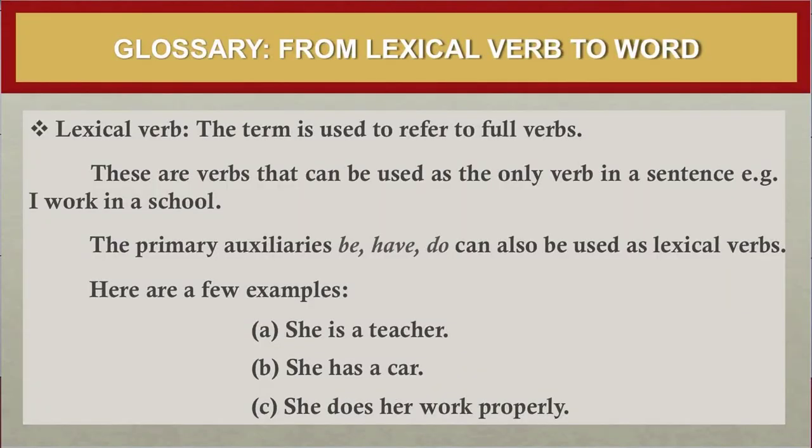Glossary from lexical verb to word. Lexical verb: the term is used to refer to full verbs. These are verbs that can be used as the only verb in a sentence. For example, I work in a school. The primary auxiliaries be, have, do can also be used as lexical verbs. Here are a few examples.